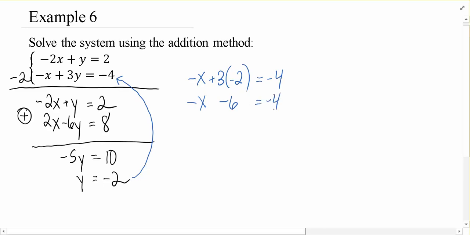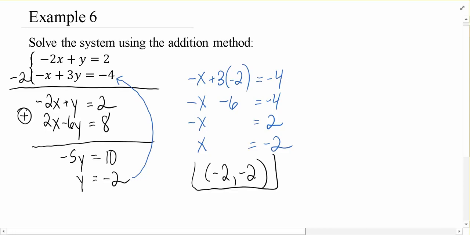And we're just going to solve this equation. Add the 6 to the other side, multiply by negative 1. And so we get an answer of negative 2 for the x, negative 2 for the y.